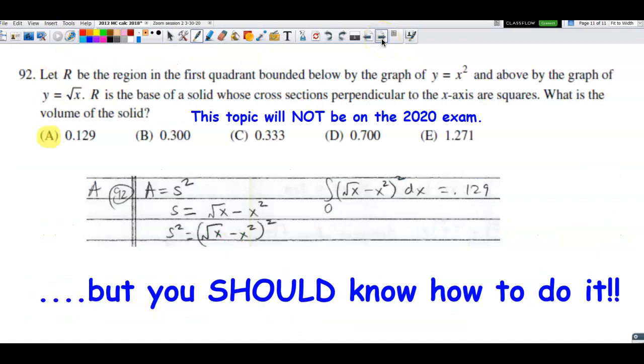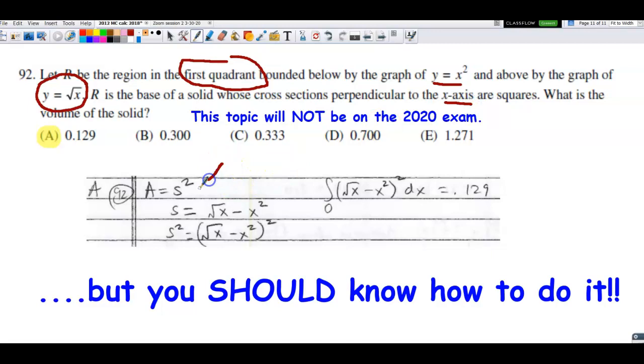And number 92, let R be the region in the first quadrant. Again, reading, we're only talking about the first quadrant, bounded by the graph of y equals x squared and the graph of the square root of x. Yes, you could graph these by hand, but this is a calculator part. R is the base of a solid whose cross sections perpendicular to the x-axis are squares. What is the volume of the solid?